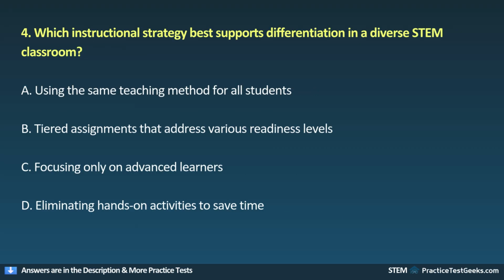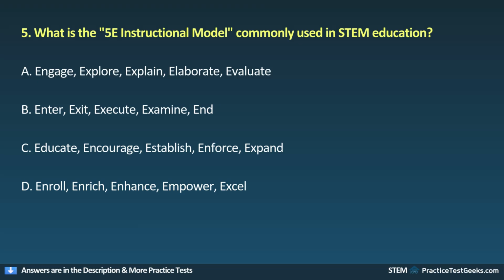4. Which instructional strategy best supports differentiation in a diverse STEM classroom? A. Using the same teaching method for all students. B. Tiered assignments that address various readiness levels. C. Focusing only on advanced learners. D. Eliminating hands-on activities to save time.